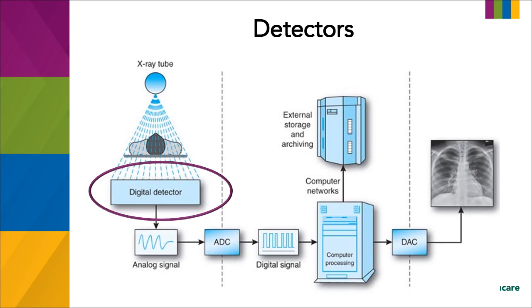Detectors are what we're concerned about. We have the X-ray tube. We're going to go down here to our digital detector, which is going to collect our X-rays, and it's going to eventually get to an electronic signal, otherwise called analog signal. And so we're going to focus on the digital detector right now.